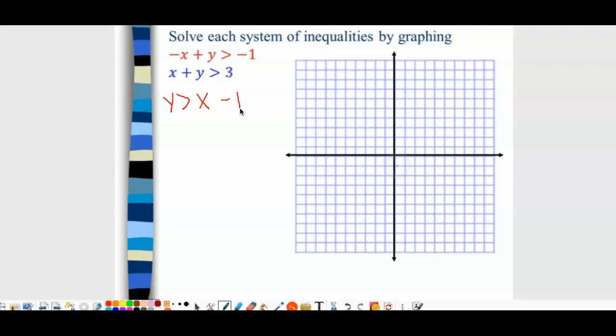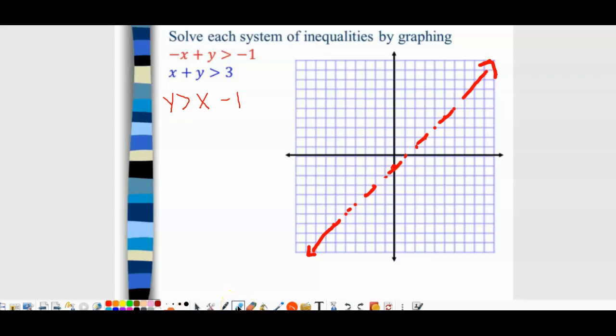Therefore, I start at -1, and my slope is +1. So I'm going to go up 1, right 1, or down 1, left 1. My line is greater than but not equal to, so my line is dashed. The y values are greater than, so we shade above.